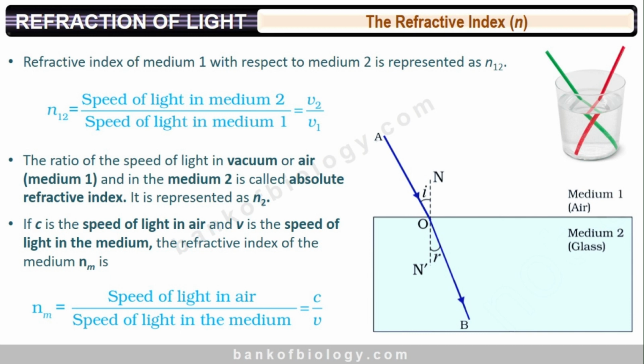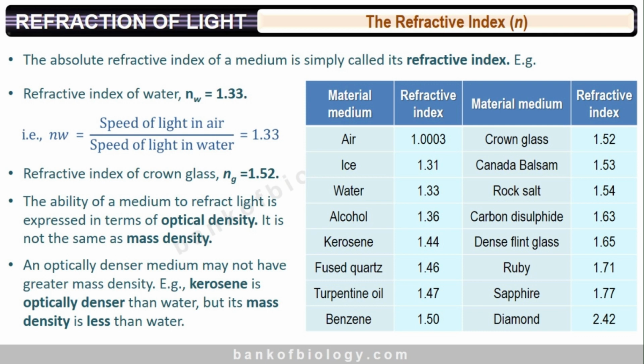If c is the speed of light in air and v is the speed of light in the medium, the refractive index of the medium, nm, is the speed of light in air by the speed of light in the medium, c by v. The absolute refractive index of a medium is simply called its refractive index. The refractive index of water, nw, equals 1.33. For example, speed of light in air by speed of light in water gives 1.33. The refractive index of crown glass, ng, equals 1.52.